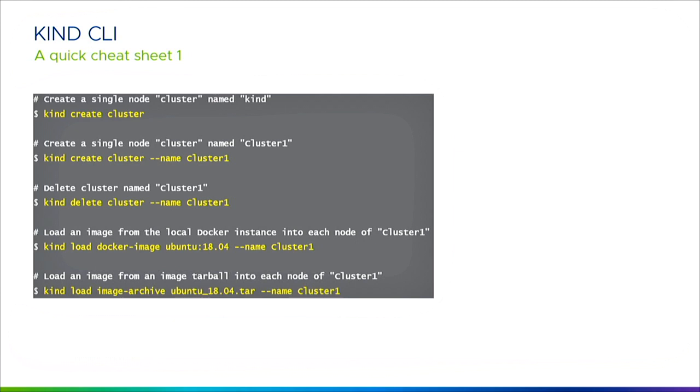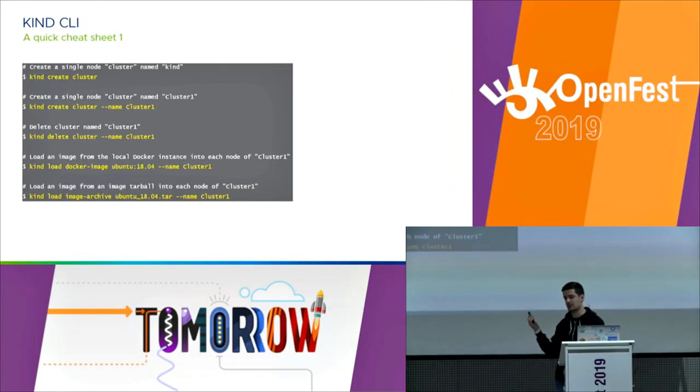Now, here is a very good feature of Kind. It's kind load. And this is a nice feature if you're a developer and you're developing on your local machine, and you produce container images inside of your Docker instance, or you consume container images from outside. So in the first command, we have docker-image, and here we can specify a container image which is on our local Docker instance, and this container image then gets uploaded on each of the Kubernetes cluster nodes, and you can then consume it from your Kubernetes deployment. So you don't have to provision a registry somewhere or upload some test image to Docker Hub. Now, if you actually have the tarball, you can use image-archive for this.